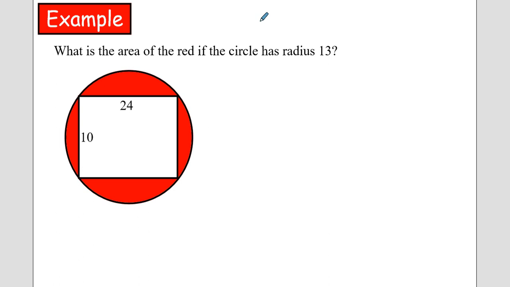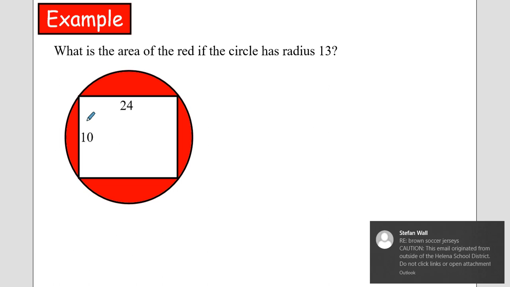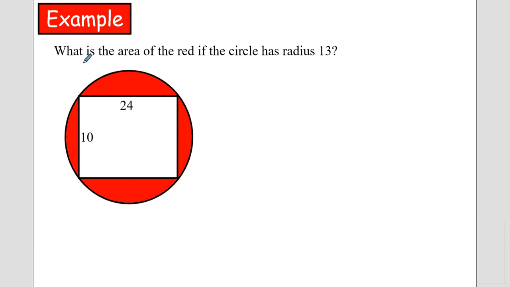So practice using them. Imagine that you are going to be manufacturing the following figure and you need to print out just this red. What would the area of just the red be if the circle has a radius of 13? So our idea here is going to be, if I want just the red, we should find the area of the entire circle and then subtract out the rectangle. So that's going to be our theory. So the red will equal the entire circle minus the rectangle.